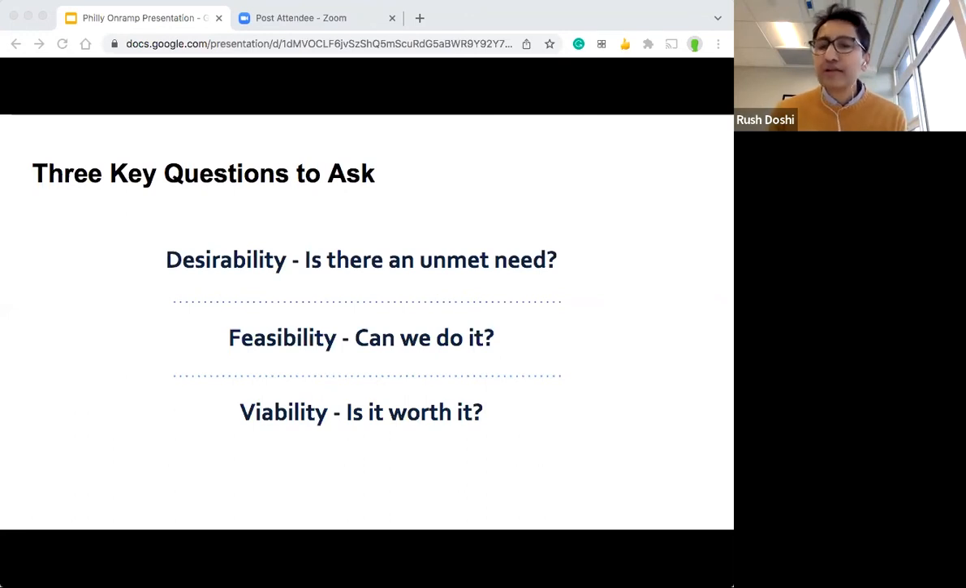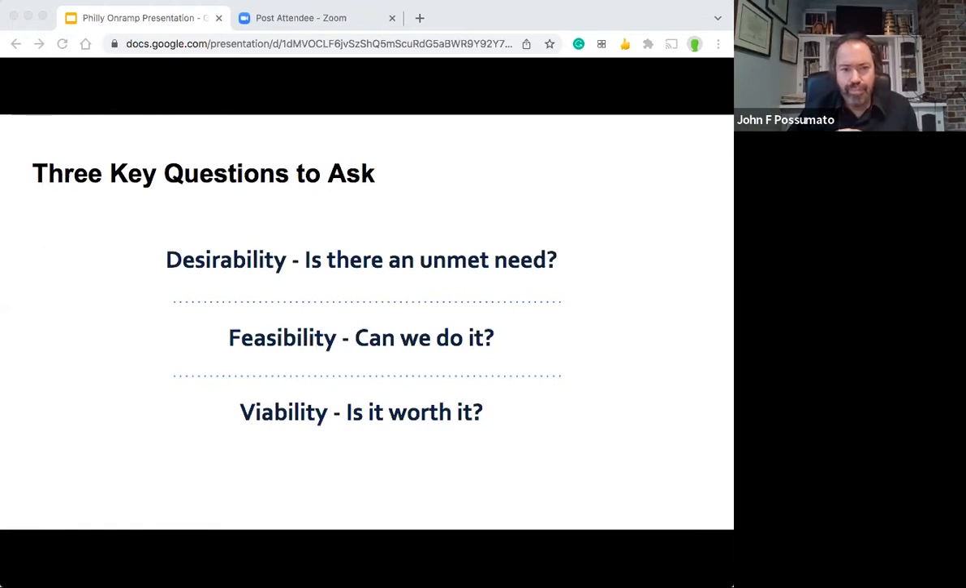Feasibility is around, can we do it? Maybe it's from a technical standpoint, maybe it's legislation that's out there. It could be a variety of different things that make it feasible for you to actually be able to do what you imagine is your solution and your startup idea. And then the viability side is, is it worth it? That comes down to the economics of the idea. Is there a business model that can scale, that helps you actually generate revenue and make it profitable, and so that's viable?